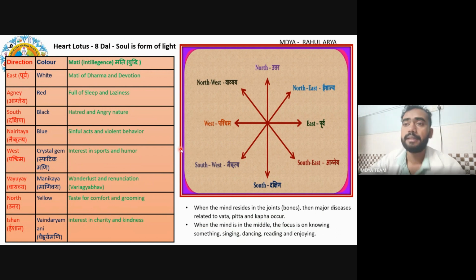The heart lotus has eight petals, and the soul is in the form of light here. It is the location of the soul, and the structure of the soul is like a thumb-like structure.